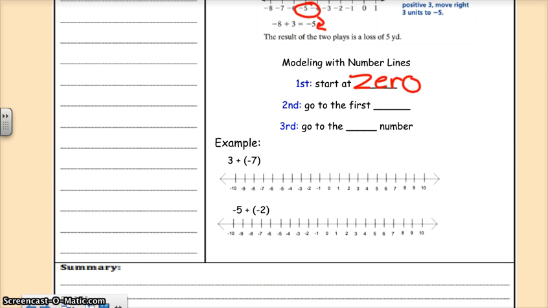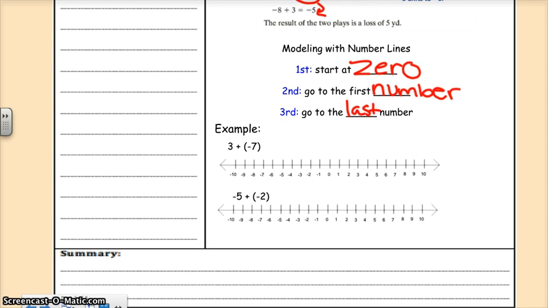The second thing you do, go to the first number. Whether you go to the left or to the right, you go that many spots to the left or right. And lastly, third, we go to the last number, moving from the left to the right.